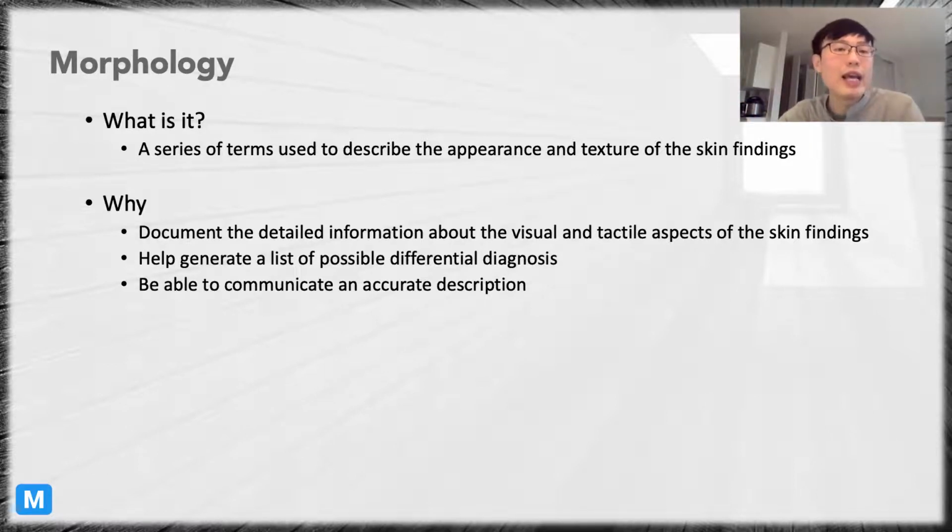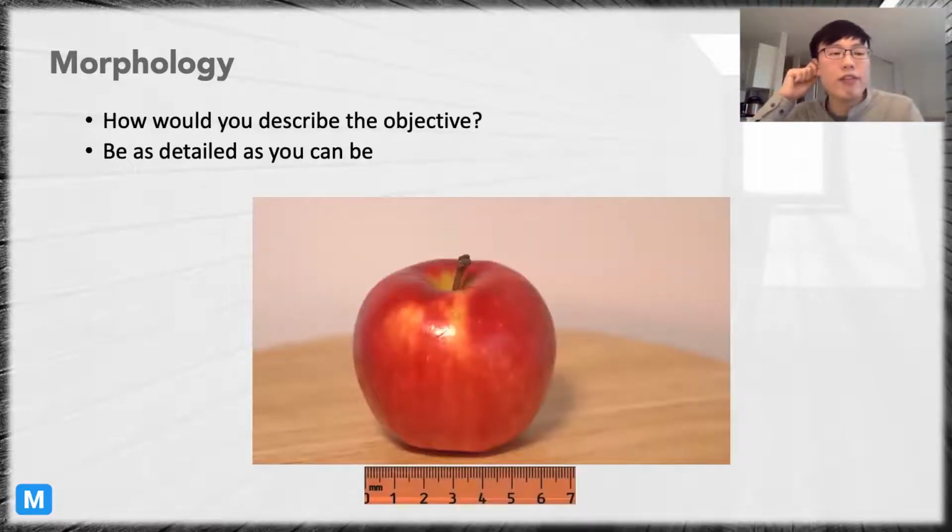And then lastly is to communicate. For example, if you're sending a referral letter to a specialist, you want to describe the rash fairly accurately, so the referral physician can triage the referrals appropriately, and then have the most optimal treatment for the patient. So morphology is actually fairly intuitive.